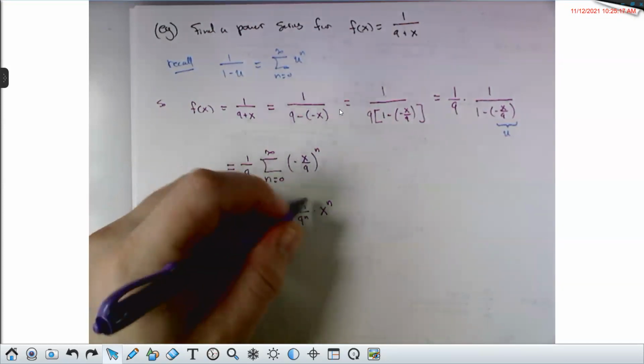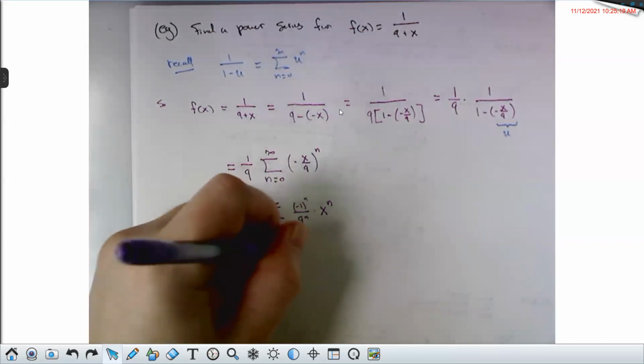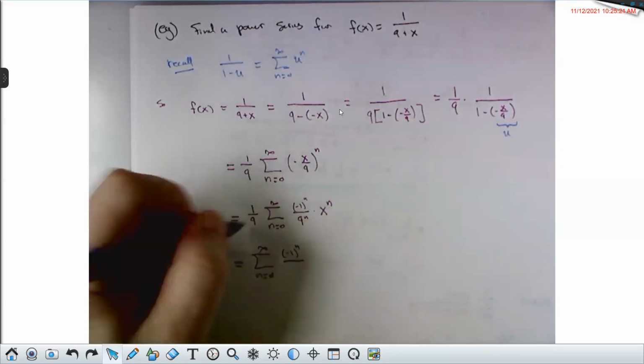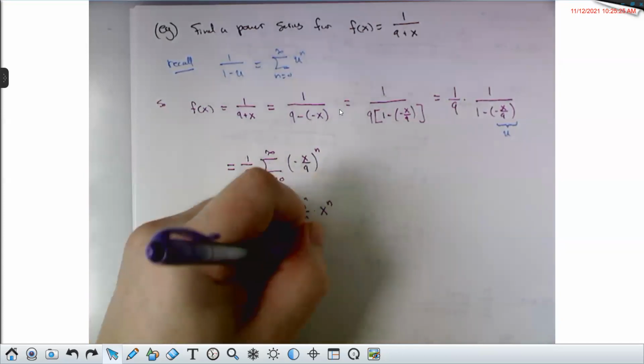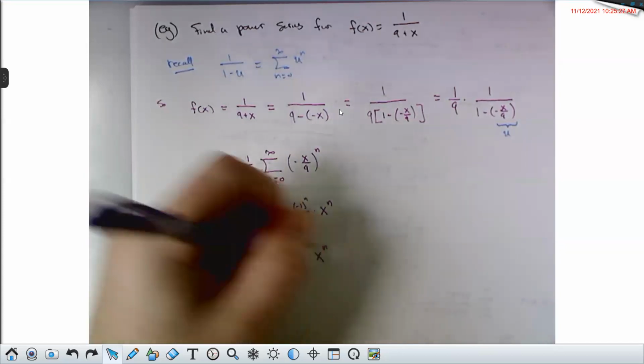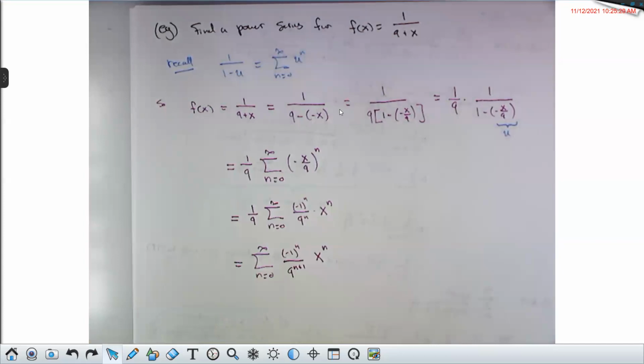One-ninth times this stuff is negative 1 to the n over 9 times 9 to the n, which is 9 to the n plus 1. And we have here just x to the n. And the work here is simple because we only used the geometric series trick. I never did any integration or differentiation. This series is not coming from nowhere. This is a geometric series.